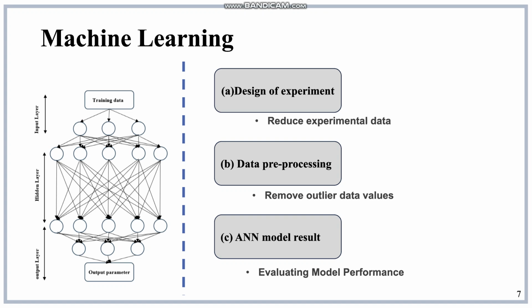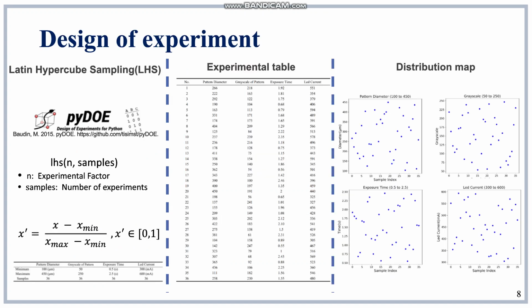For the machine learning step, we first design a set of experiments, DOE, using Latin hypercube sampling, LHS, then pre-process the data by removing outliers and applying normalization. A neural network model was then trained to predict the fabrication outcome based on input parameters. Now let's move into the details.